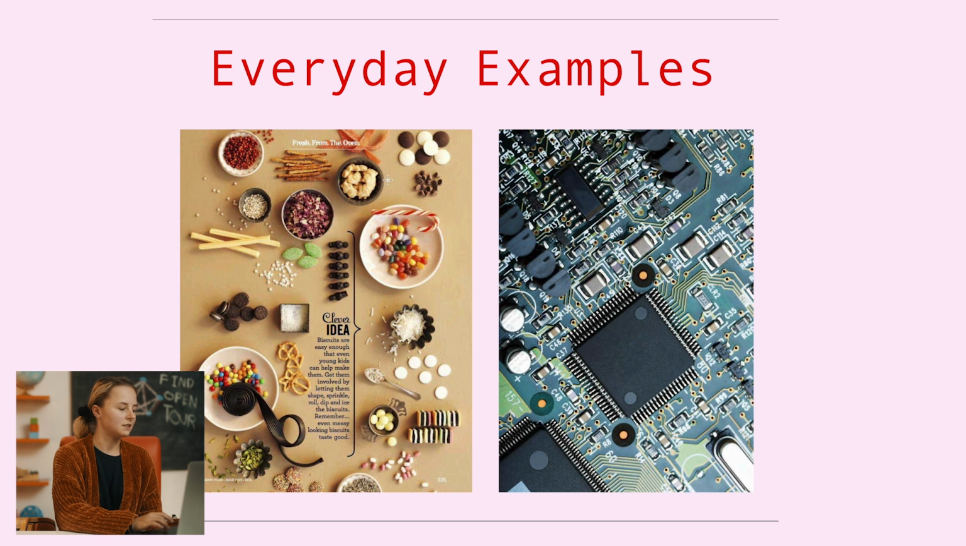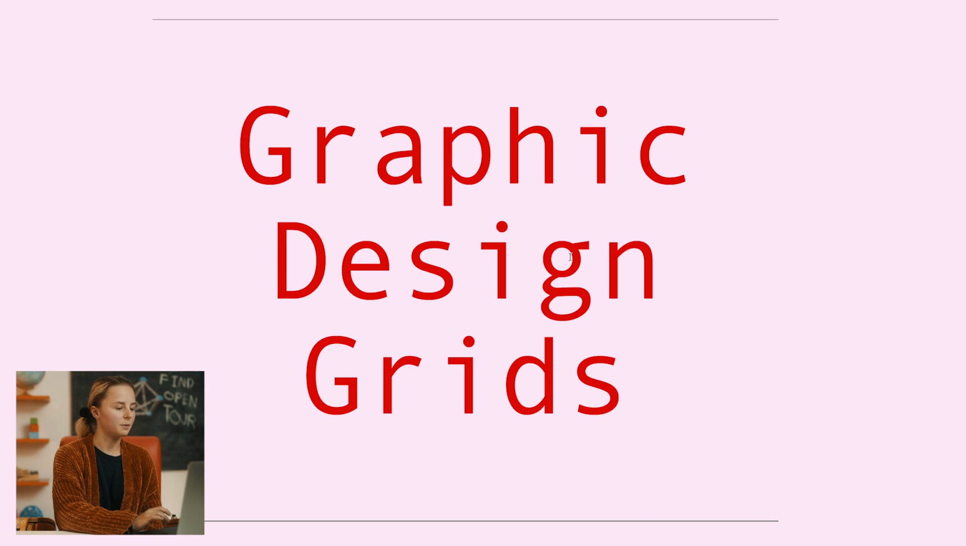And then we also see this in cooking shows, and chefs use grids and layouts in order to organize all the ingredients and see what they need to use for a recipe. And we also see this in circuits in machinery. And this example, I think, almost looks like a miniature city, as you can see with these little cars and roads. So now I'm going to show you guys some examples in graphic design.